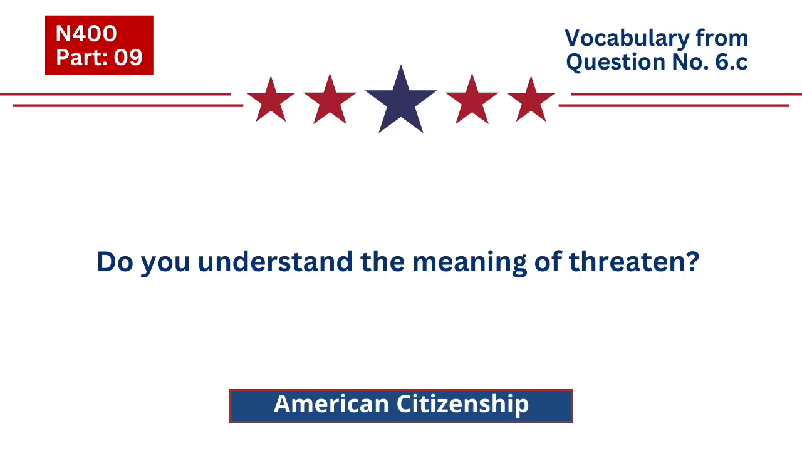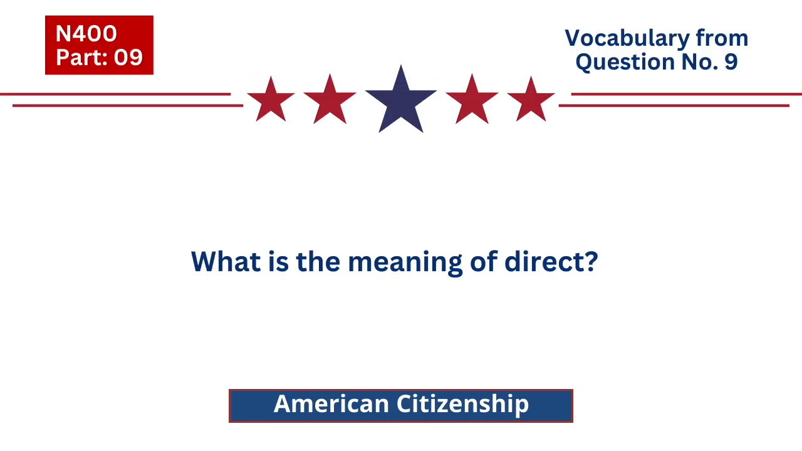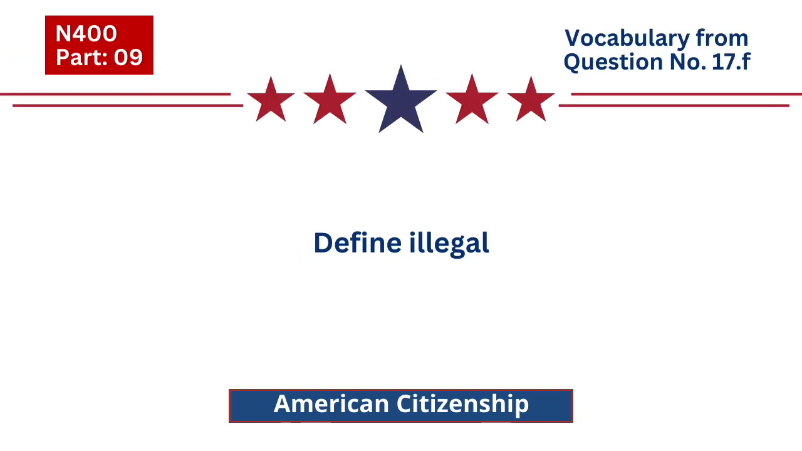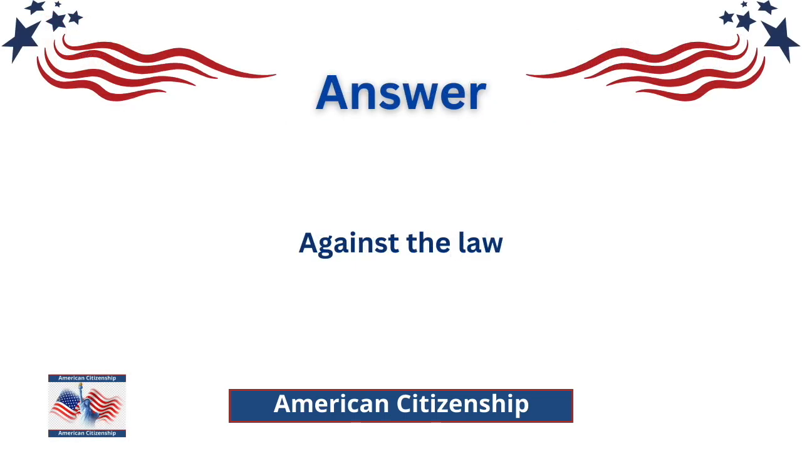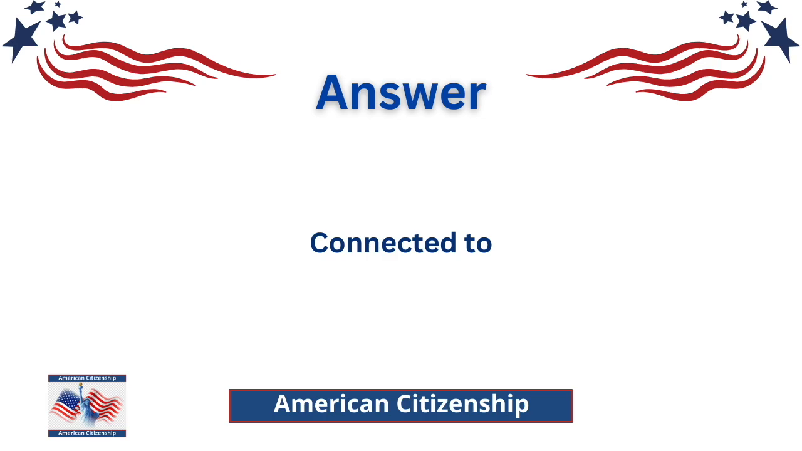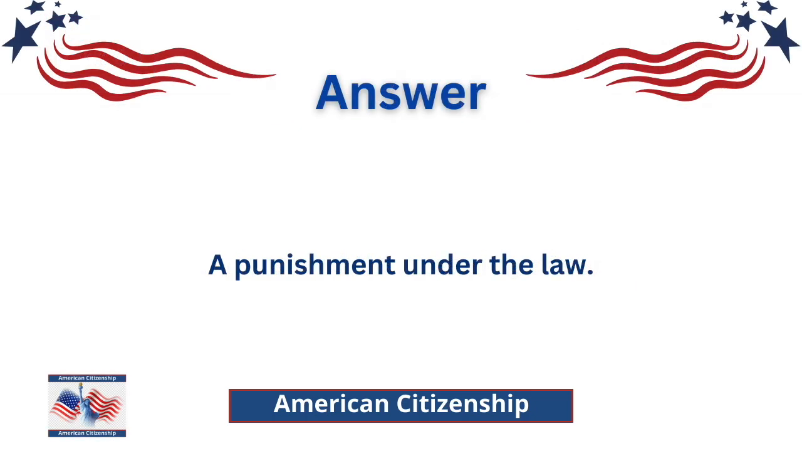Do you understand the meaning of threaten? To tell someone you're going to hurt them. What is the meaning of direct? To be in charge. Define. Illegal. Against the law. Define associated with. Connected to. Do you understand the meaning of sentence? A punishment under the law.